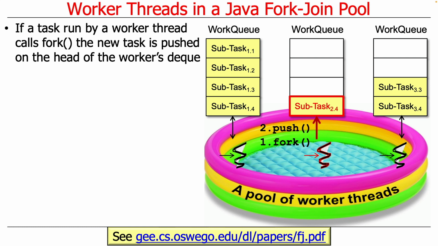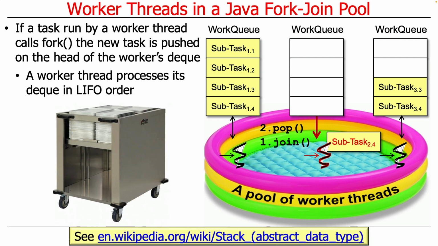When a task run by a worker thread calls fork, the new task will then be pushed to the head of that worker thread's deque. So we're pushing it onto the head. And the worker thread, once it's finished pushing stuff onto its deque, processes the deque in LIFO order. You remember LIFO, hopefully, from the data structures class or from lots of other everyday uses, like having a stack of trays in a cafeteria. What goes on first comes off first. So it's last in, first out.